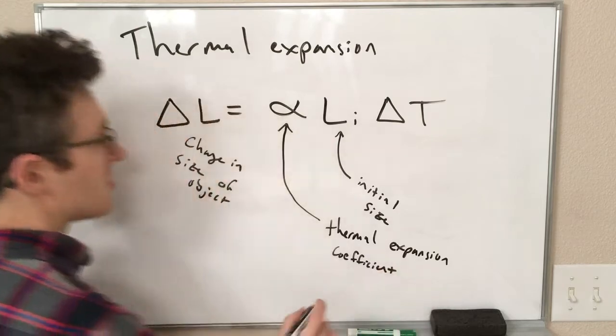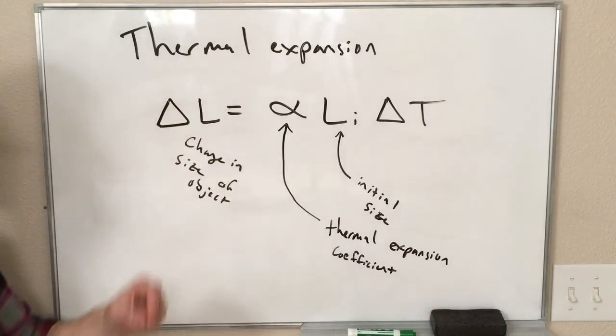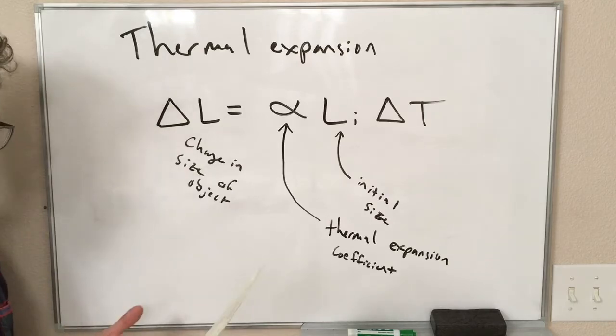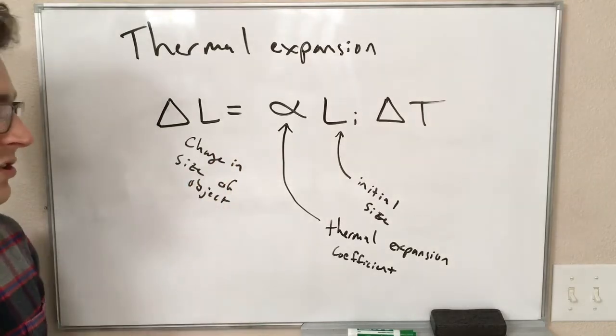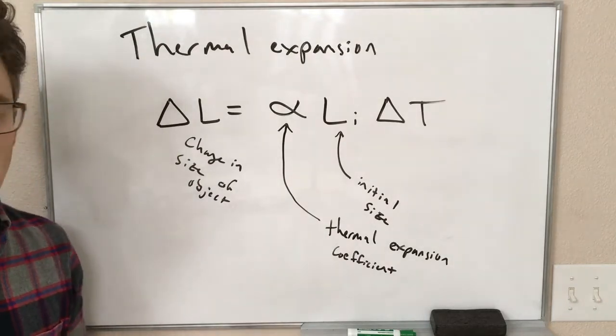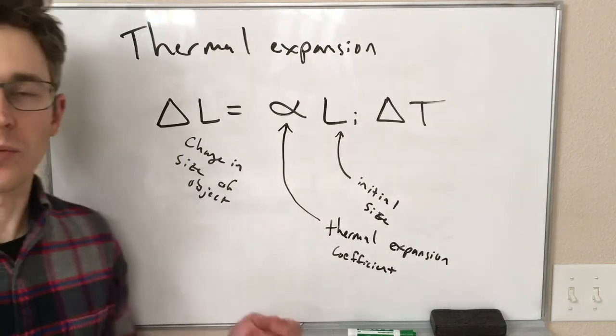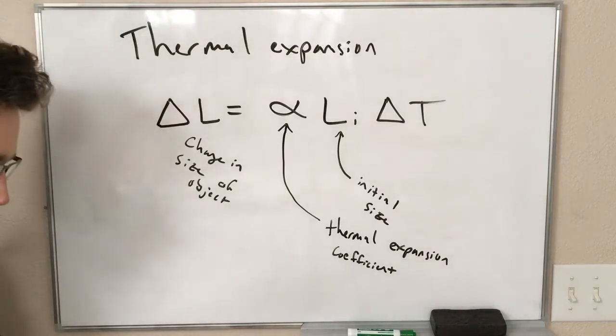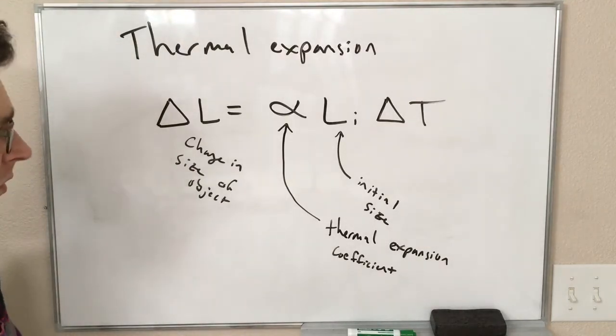And the thermal expansion coefficient is what is including these material properties. So different materials are going to have different thermal expansion coefficients. These are things you can look up in a table or online, or in a homework problem you would probably be given the thermal expansion coefficient of a particular substance if you needed it.